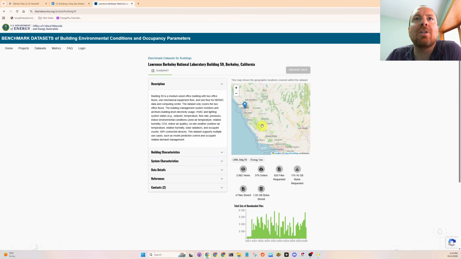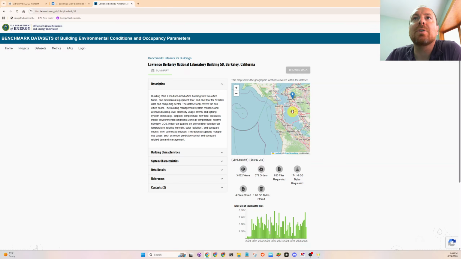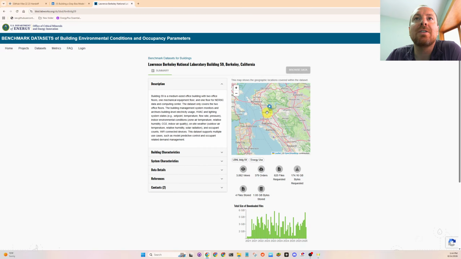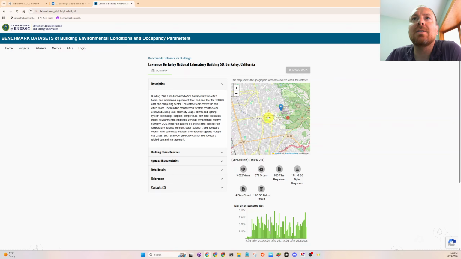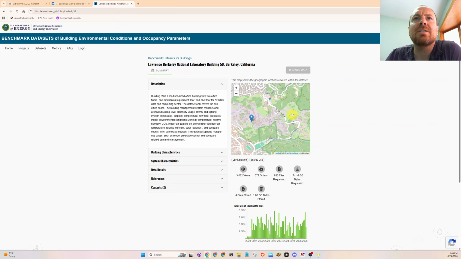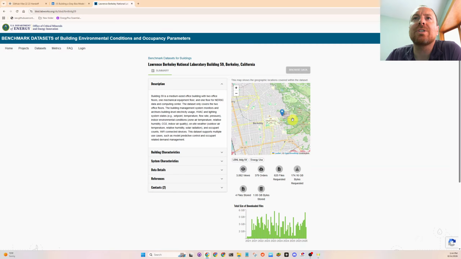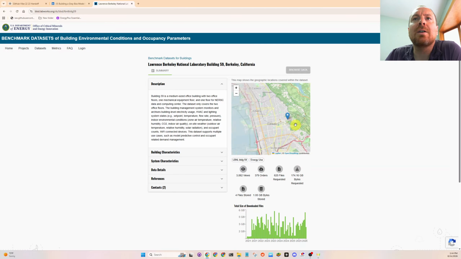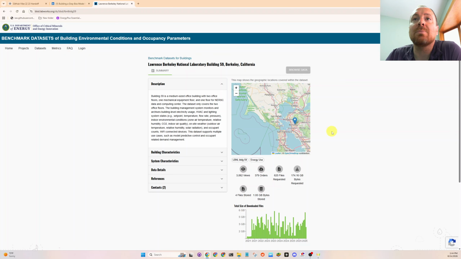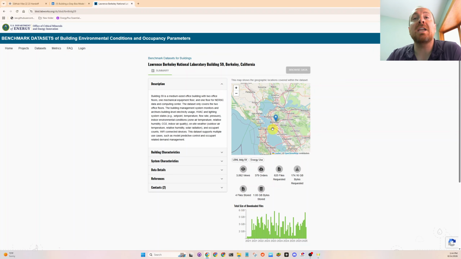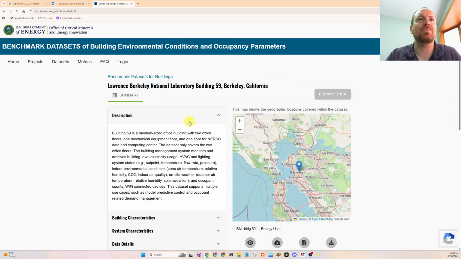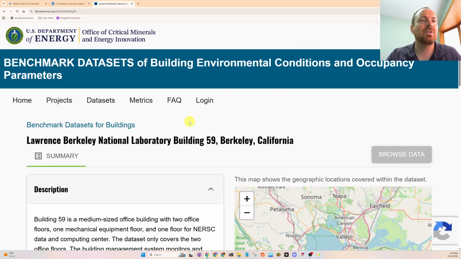Basically, LBNL. This is Lawrence Berkeley National Lab, in the San Francisco area, Berkeley. This is where a lot of research gets done. So they have a data set we can play with, and high demand areas. So okay, this is the next data set we'll play with for Vibe Code app.